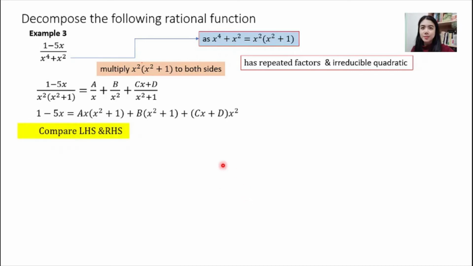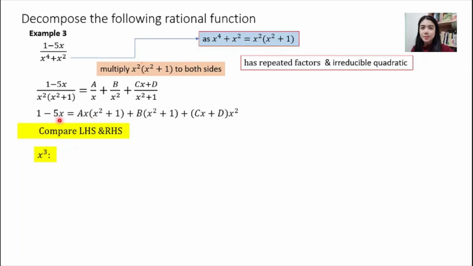Okay, so how to solve it? You have to compare the left hand side and right hand side. But how to compare them? If you look at the left hand side, you have x power 1. But how about the right hand side? If you expand this one, you have x power of 3. So we should begin with the highest degree of the x, which is x power of 3. So begin to compare with x power of 3.